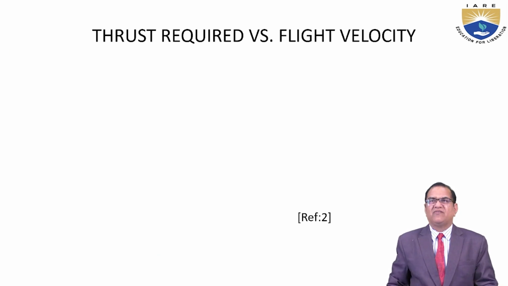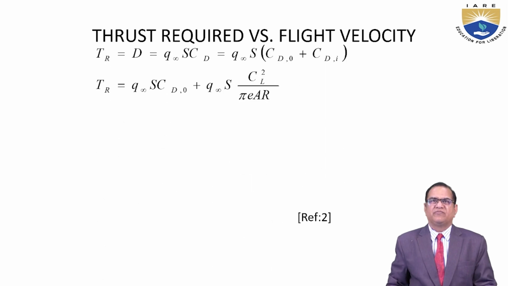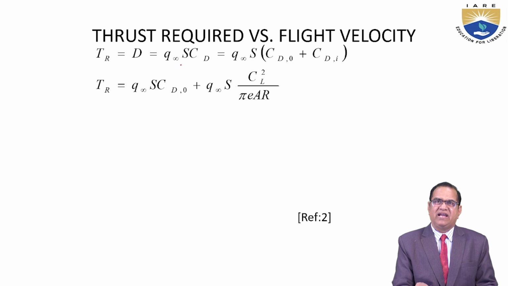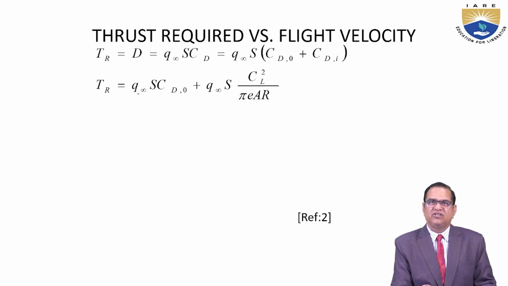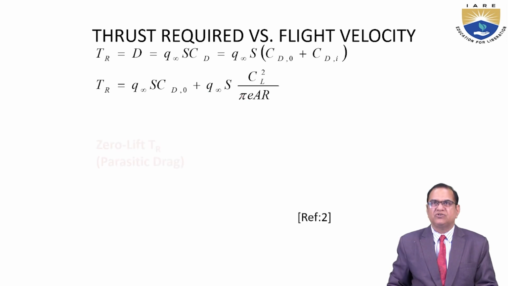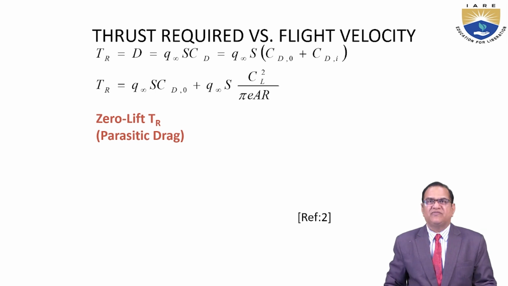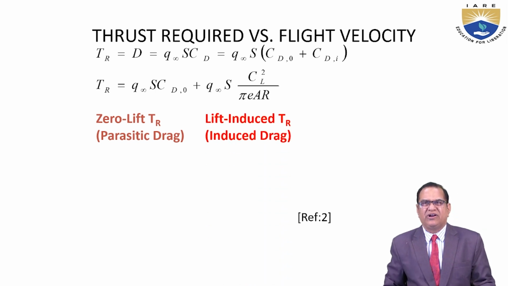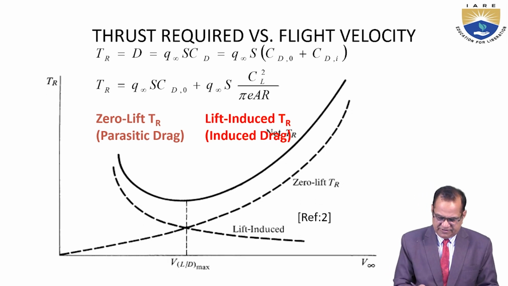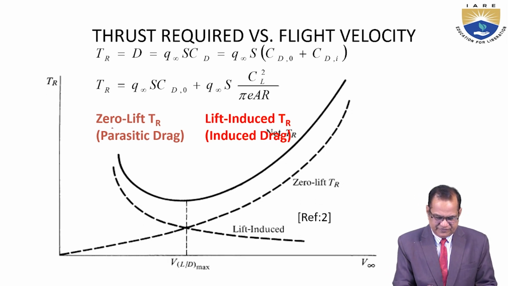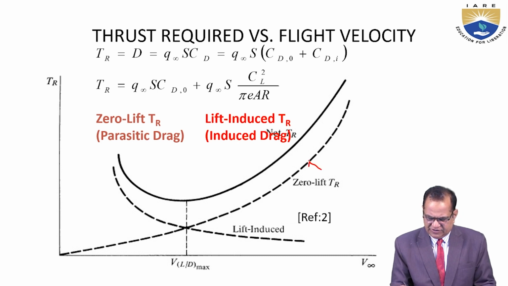So thrust required versus the flight velocity. TR is equal to drag, Q infinity S CD. TR is equal to Q infinity S CD naught plus Q infinity S CL square by pi E aspect ratio. This is called the zero lift drag. This is called the lift induced drag. If you see this plot here, this plot is the zero lift drag, this is the lift induced drag, this is the total drag, and this is called the total TR.